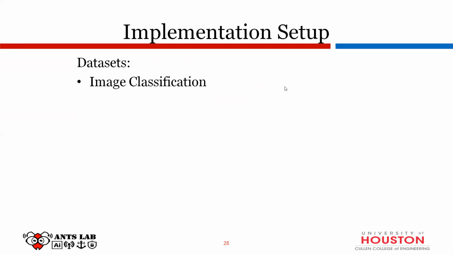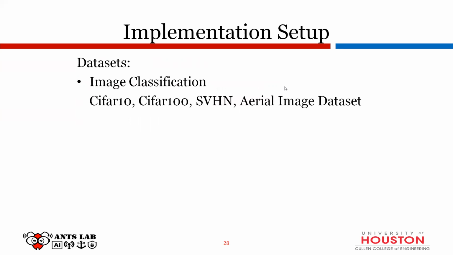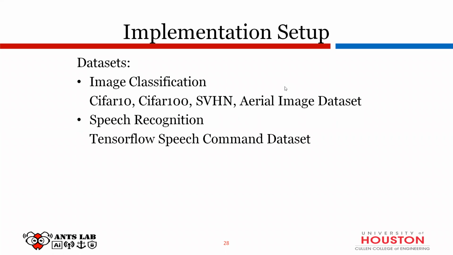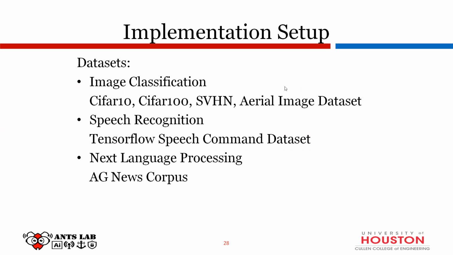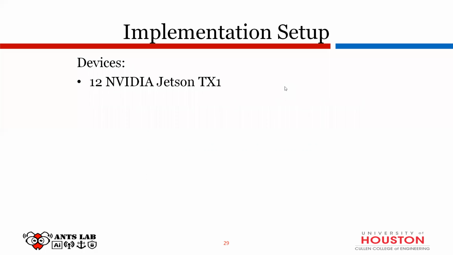Now for the data sets, for image classification, they have CIFAR-10, CIFAR-100, SVHN, and an aerial image data set. For speech recognition, they have the TensorFlow speech command data set. For natural language processing, they have the AG News corpus. For the devices, they use 12 NVIDIA Jetson TX1 and Wi-Fi routers to connect all those devices.